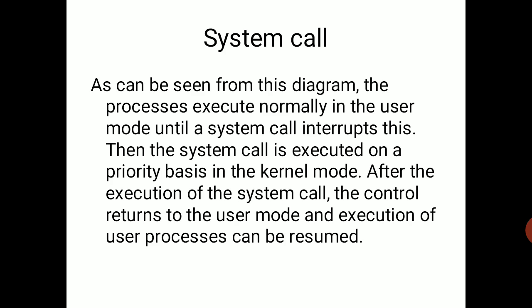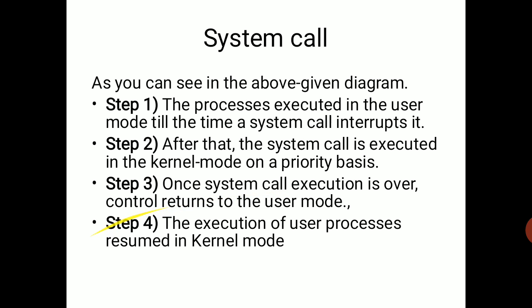As can be seen from this diagram, the process executes normally in the user mode until a system call interrupts this. Then the system call is executed on the priority basis in the kernel mode. After the execution of the system call, the control returns to the user mode and the execution of the user processes can be resumed.